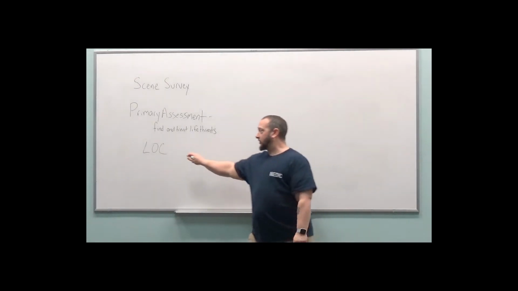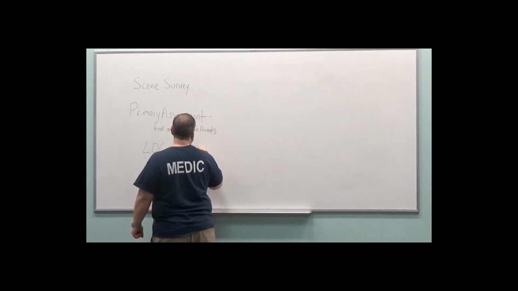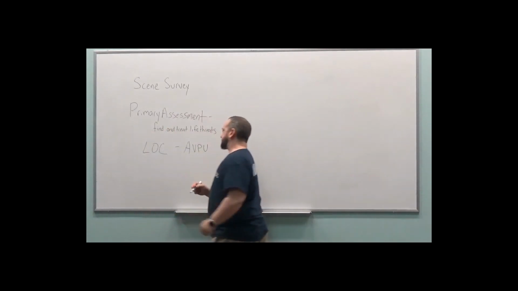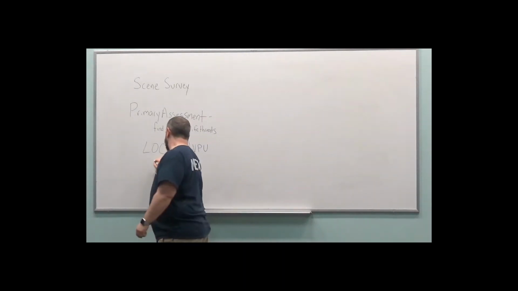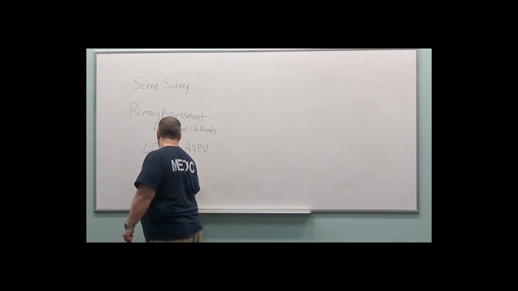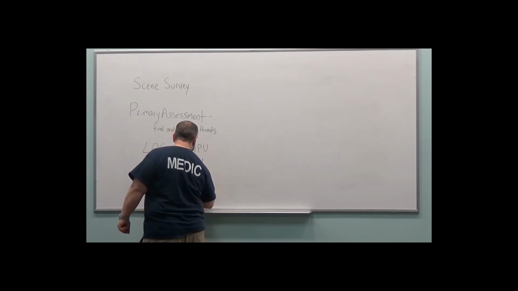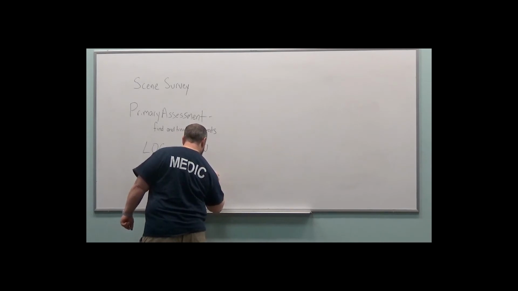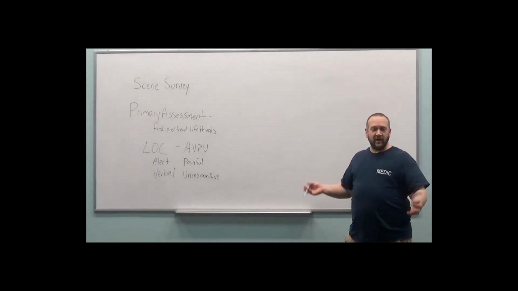So this is where we're looking at our AVPU scale, right? And this is where, in this module, we really start looking at all of these mnemonics. So A is for alert, V is for verbal, P is for painful, and U is for unresponsive. So we want to make sure that we're checking this. We do this for every single patient.